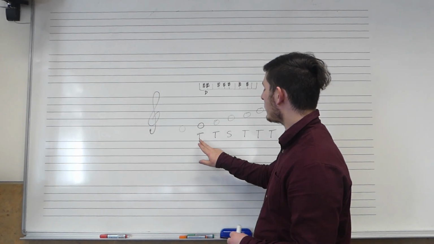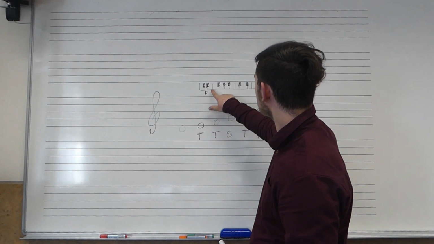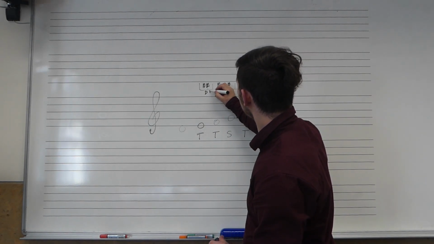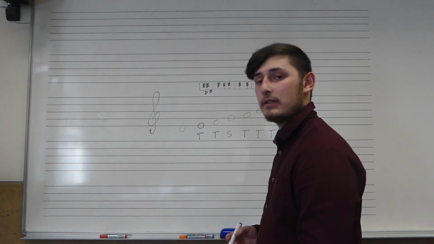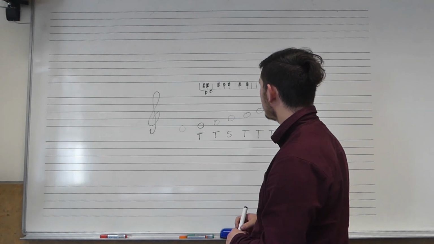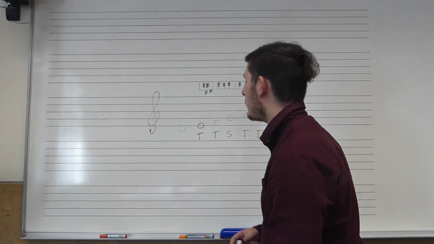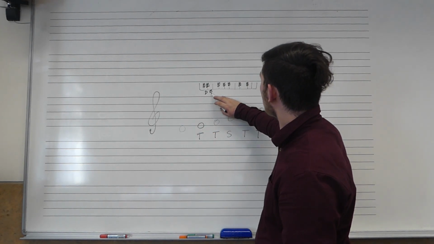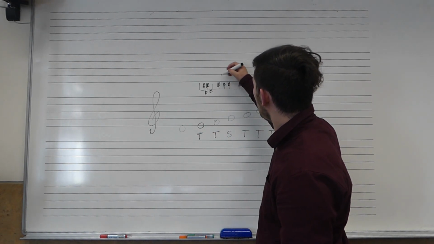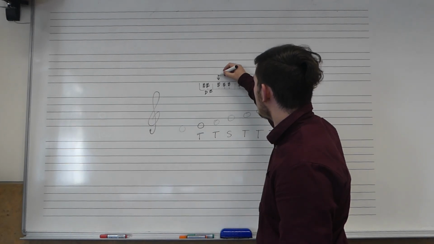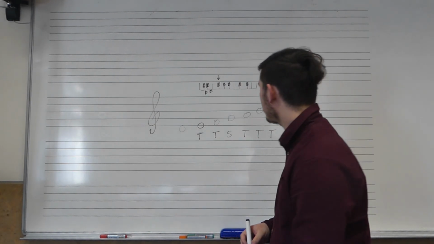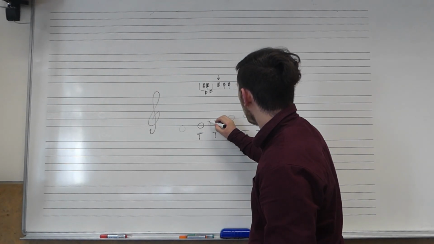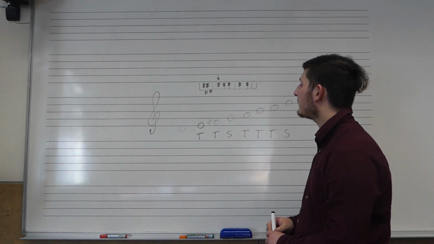So next we're going up a tone, which is to E. And here we just have a natural E. So we're going up a tone which is 2 steps above E. So we're going 1, 2. Now this is to the F sharp I was telling you about. So here we have F sharp.